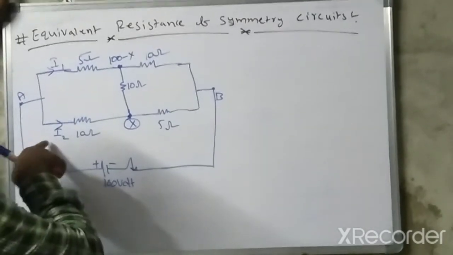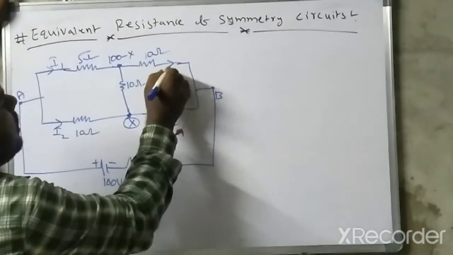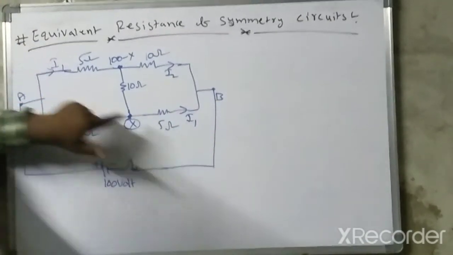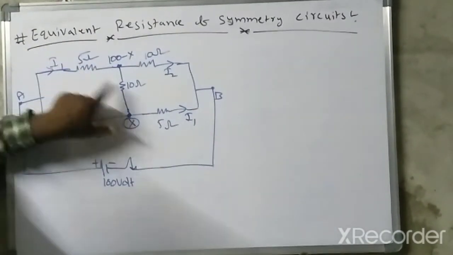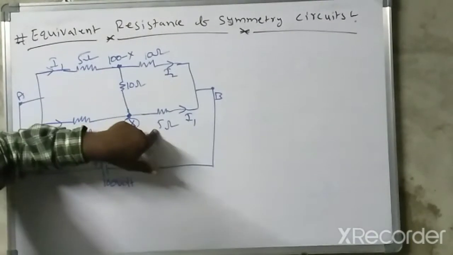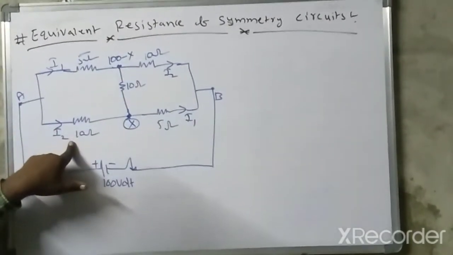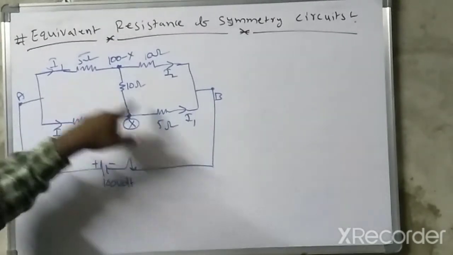Here the I2 current moves, and here the I1 current. These two are symmetric: here the 5 ohm, here the 5 ohm, here the 10 ohm, here the 10 ohm. So these two are symmetric.